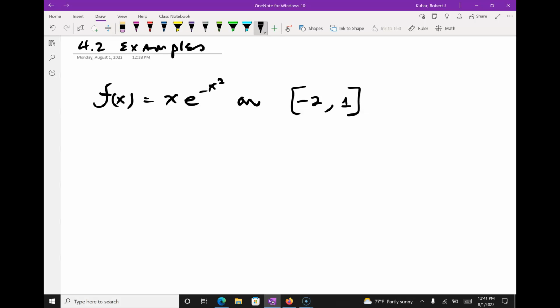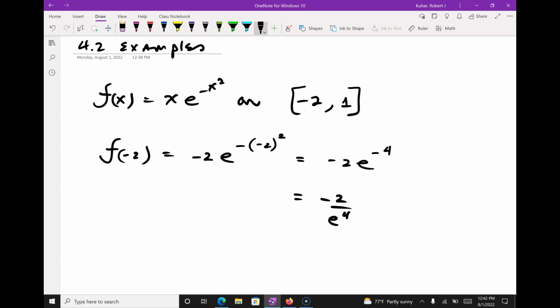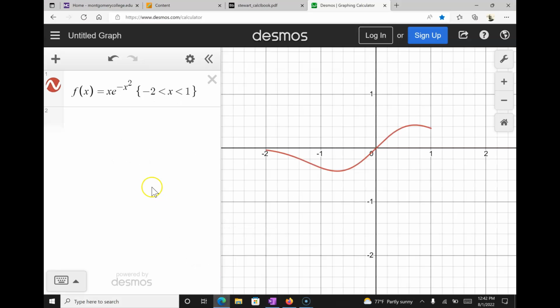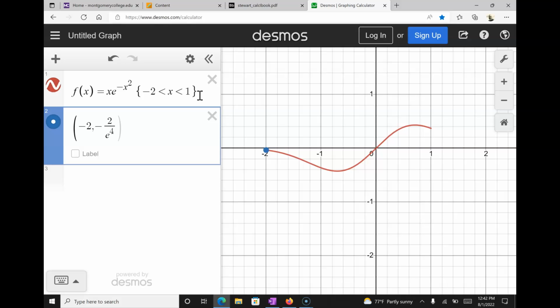So first thing is find f at negative 2. And of course you can find a decimal. Not that interesting to me, but it certainly can help you justify whether things are equal or not, right? So we want to plot that point in there to make sure. So I had the point negative 2, comma, negative 2 divided by e to the fourth. And of course, we should be able to verify that the endpoint on our graph is there, right?